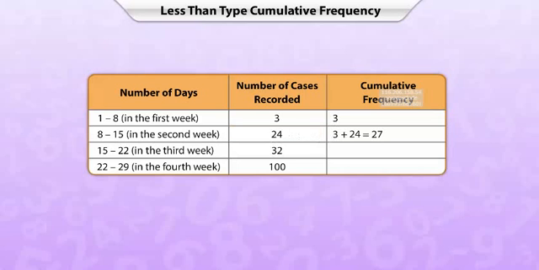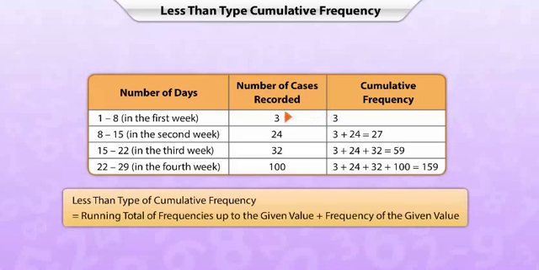Likewise, we can calculate the number of cases recorded in less than 22 and less than 29 days respectively. We can conclude by saying that the less than type cumulative frequency is nothing but the running total of frequencies up to a given value, including the frequency for that value.